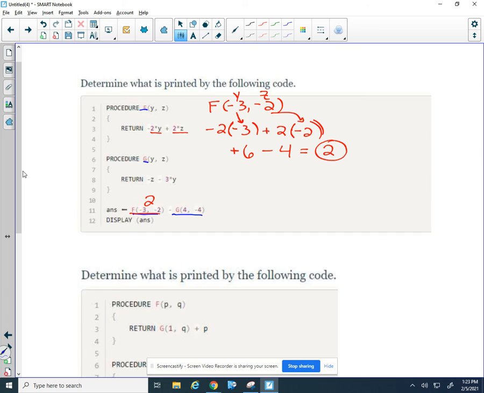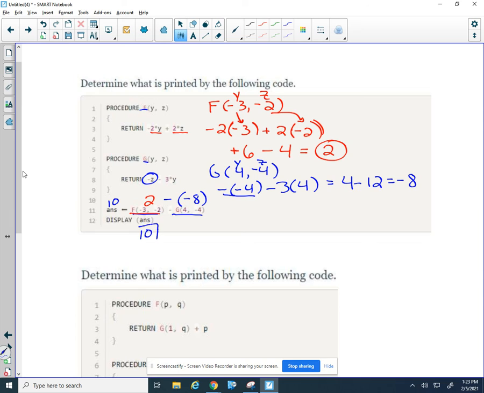Now we'll do the G function. So G of 4 and negative 4, this is my Y and my Z. So this is negative 4 minus 3 times 4. So here we have positive 4 minus 12 is negative 8. So now we have 2 minus negative 8. So this is 2 plus 8, which is 10. So that is our answer.